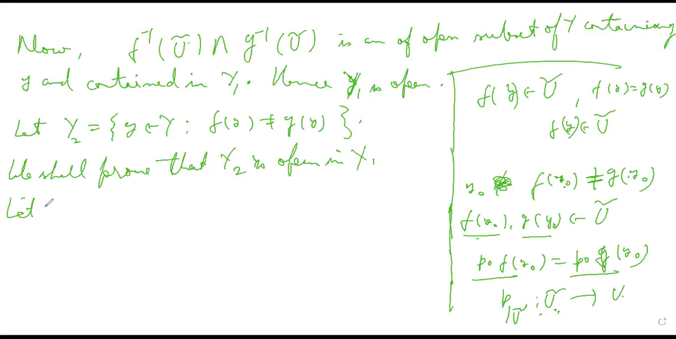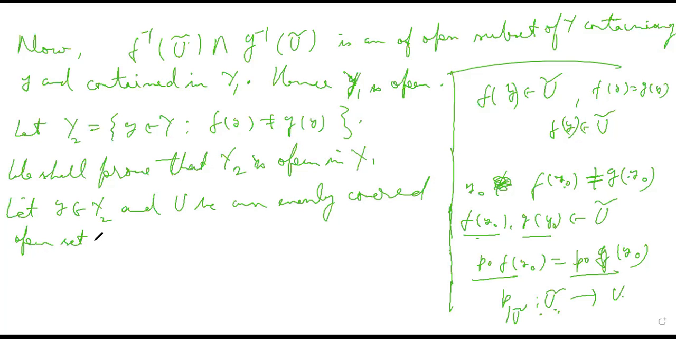Now let y belong to y2. Then let u be an evenly covered open set containing p composed f, so of course f composed p y, right? By p, and containing this.